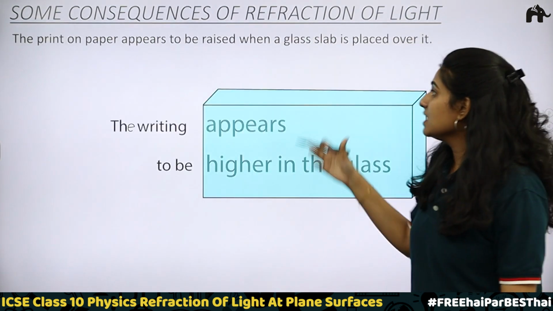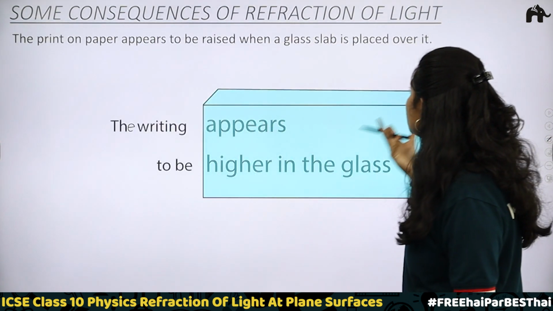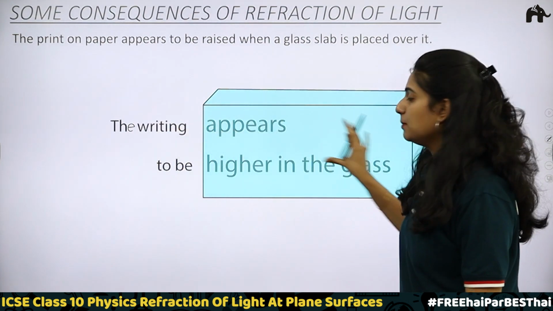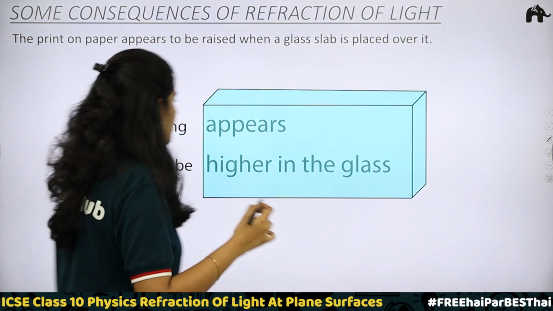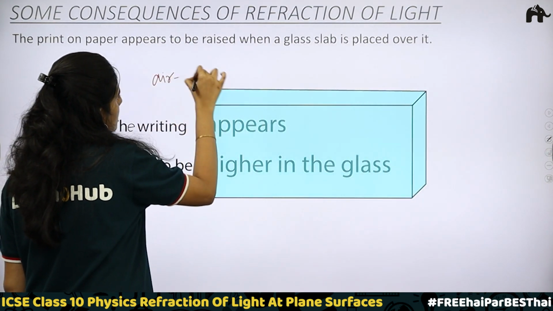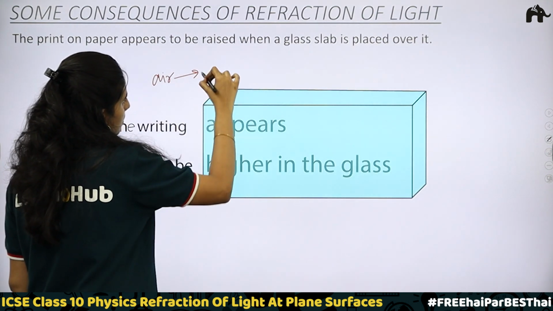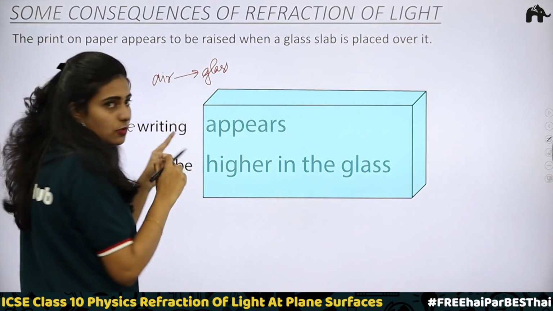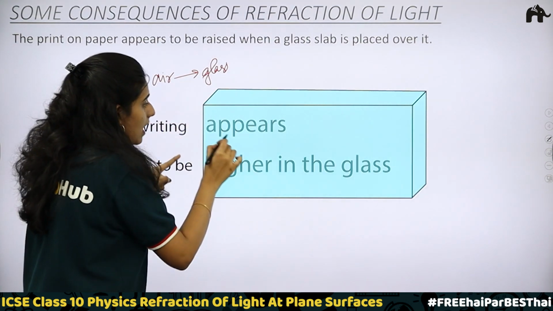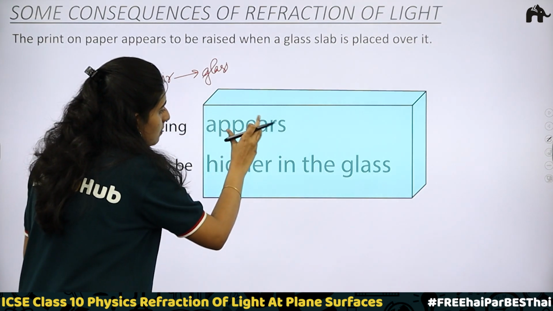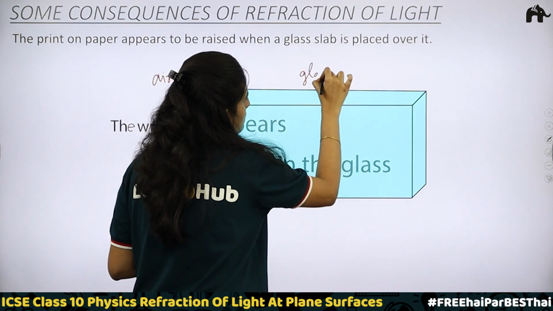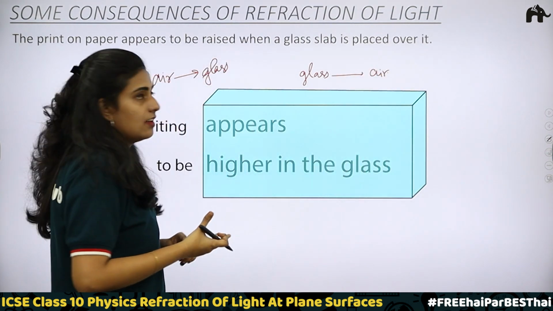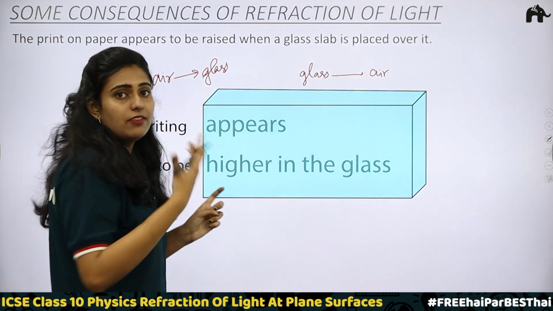Clear? Next consequence, the print on paper appears to be raised when a glass slab is placed over it. So here we are taking a paper, and on the print of this paper, when you keep a glass slab, what is happening? The light from air is traveling to another medium, that is the glass slab. So here we have the print, the letters. What happens to the letters? When it passes from the glass to air, the observer will be in air. When it travels from glass to air, what happens? Denser to rarer medium, it bends away from the normal.